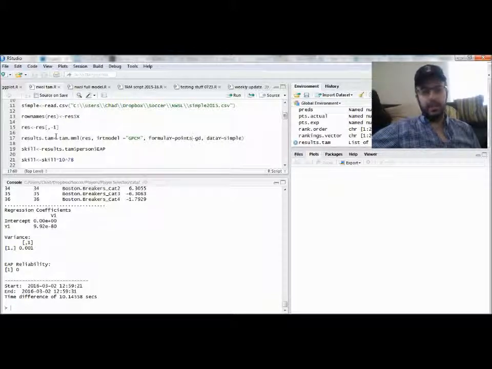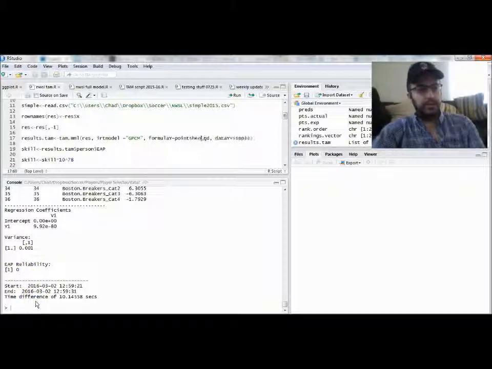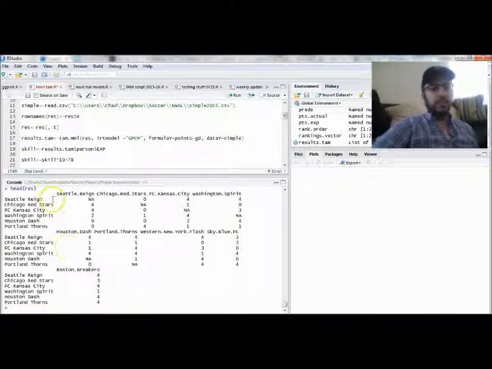That's what we're doing here. We're scaling the difficulty of each question and then the strength of each respondent. So I'm going to show you, we're going to do head, click here and do head res.